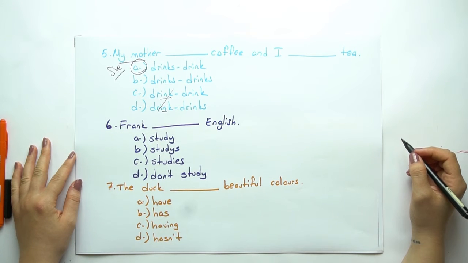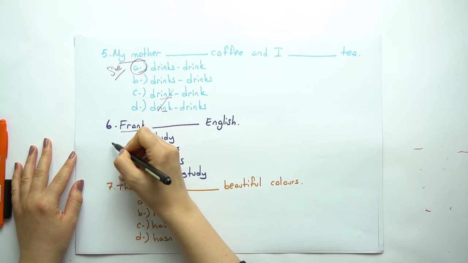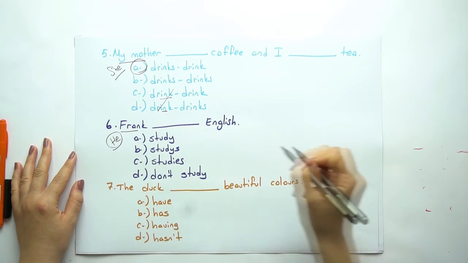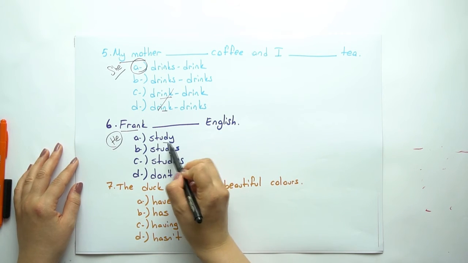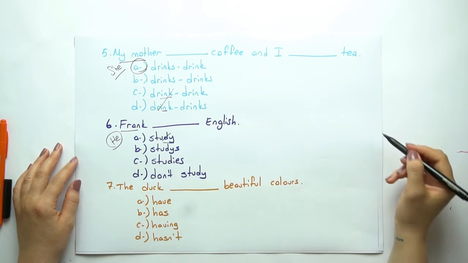Now, six. Frank. Again, Frank refers to he subject pronoun. So we need to add s to the verb. First one, study. It's not correct for Frank.